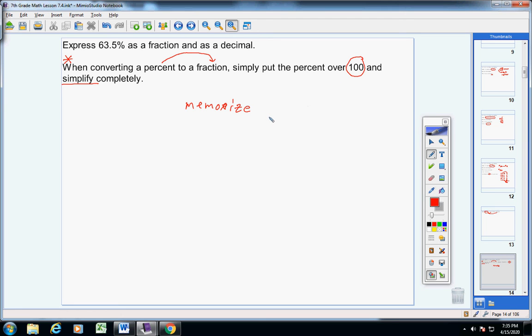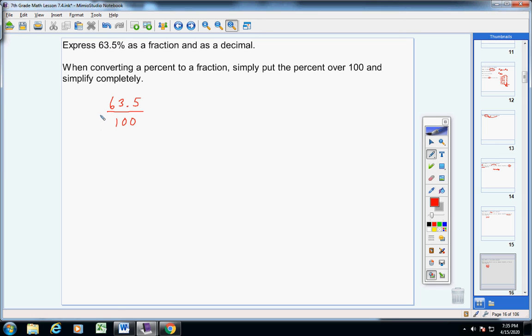Every single time that I give you a percent and I want you to change it over to a fraction, put it over 100. That's it. So here we go. Here's my percentage, right? Everybody see it? Here it is. I want you to change that to a what? Fraction. So put it over what? 100. There.